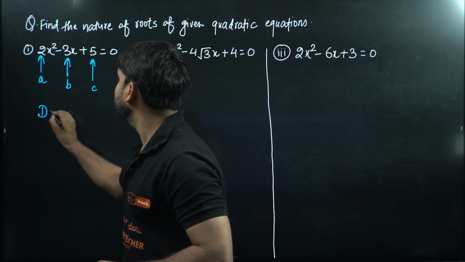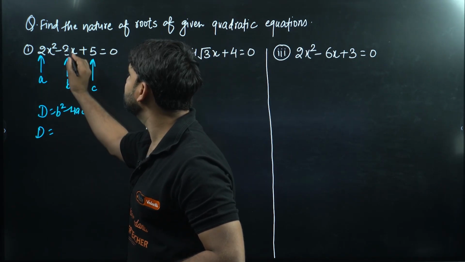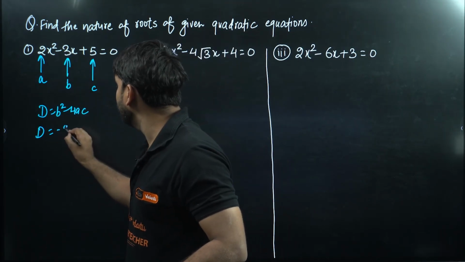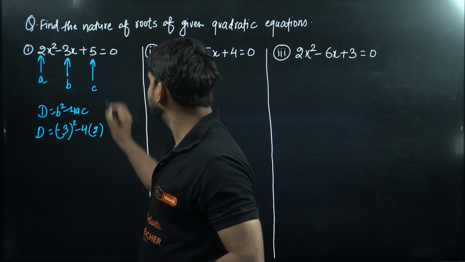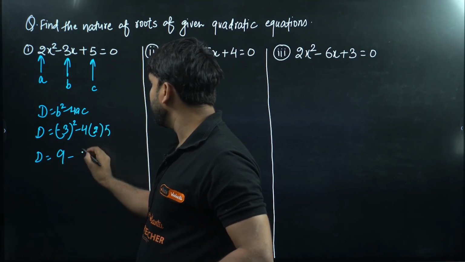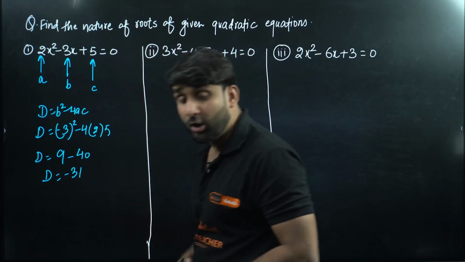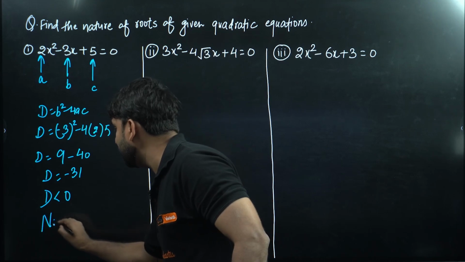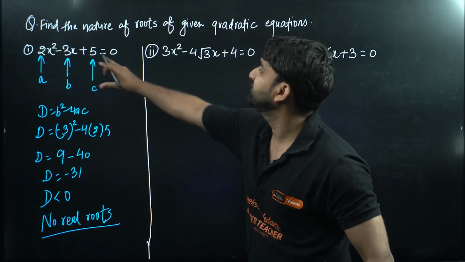Now find out D. D is equal to B square minus 4AC, right? So B we have, if the coefficient or constant term is in negative form, take it as it is, negative value. So minus 3 whole square minus 4, A is 2 and C is positive 5. Now solve this. So minus 3 square will be 9, minus 4 into 2 is 8, 8 into 5 is 40. So D is equal to minus 31. Oh my god, D is negative. And if D is negative, D is less than 0, it implies that there will be no real roots. So this is the nature of roots of this given quadratic equation.